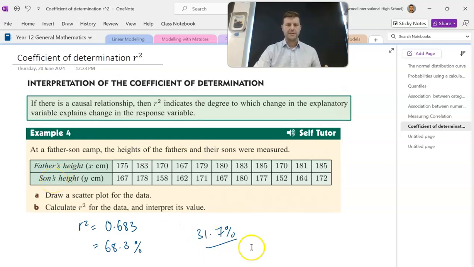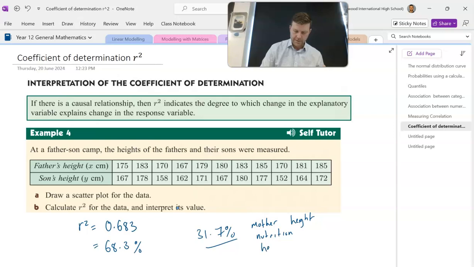There are obviously other factors that are not taken into consideration here that we don't really need to talk about, but for the sake of this, things like the mother's height might also come into play. Nutrition, for example, and health, so making sure that child is healthy, doesn't have any diseases, things like that. These are all things that might impact the height of a son. But the main causal factor here, 68.3% of the height, is determined by the father's height.